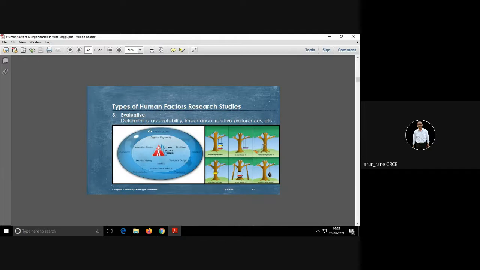Suppose if the light is low, then you cannot read. If the light is high, then there will be reflection. So what should be the proportion of the luminous intensity? What should be the exact luminous intensity? So that is again another factor.